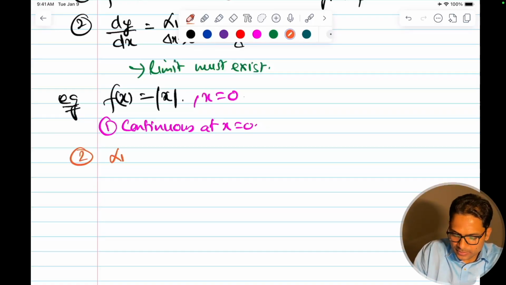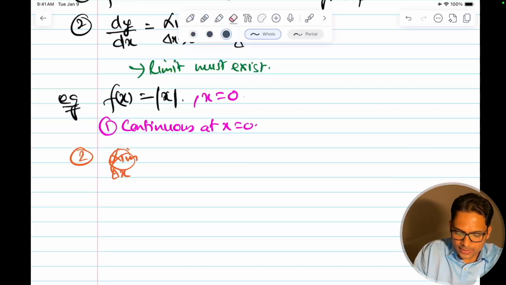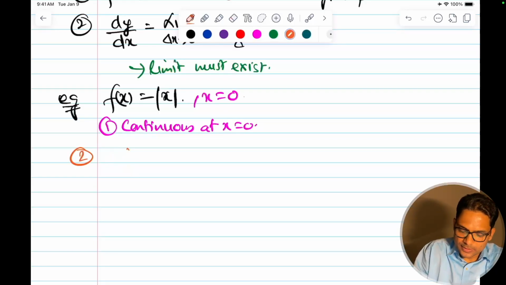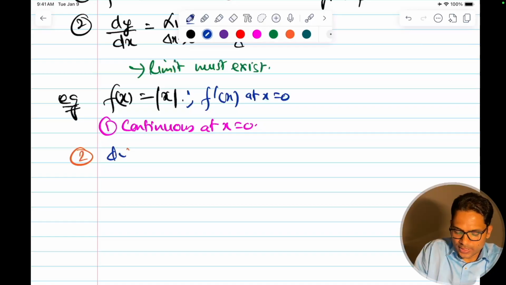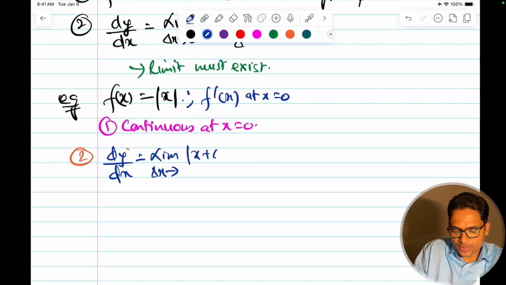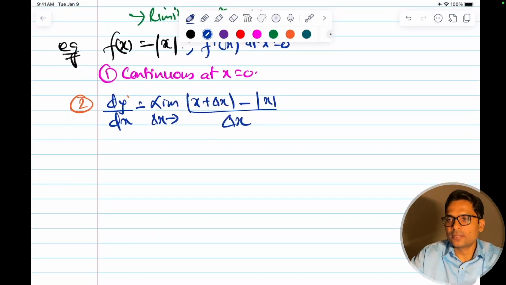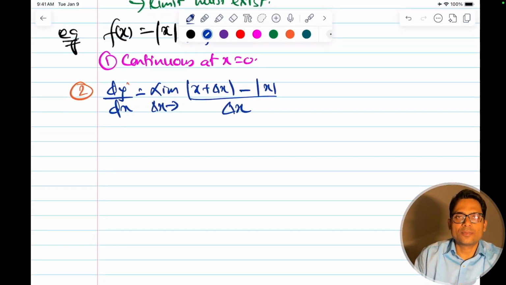The limit delta x tends to 0. This is I want to calculate the dy by dx. Okay. So what am I trying to do? I want to find f dash x at x equal to 0. So my dy by dx is equal to limit delta x tends to 0 mod of x plus delta x minus mod of x by delta x. Okay. So let's check the left and right, positive and negative side.